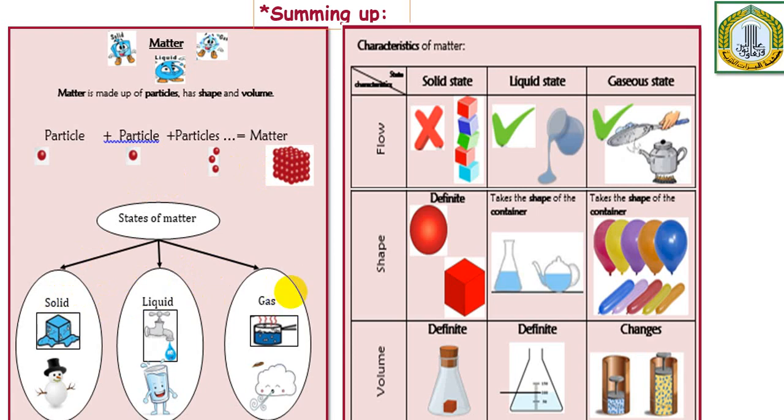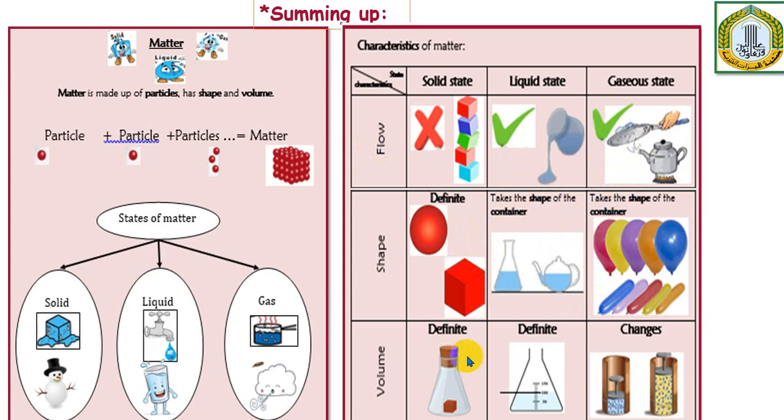Now, what about the characteristics of these states? You see here, the solids cannot flow as water can flow and gases can flow. The solids have definite shapes, as you can see here. But liquids, as well as gases, take the shape of the container they are put in.